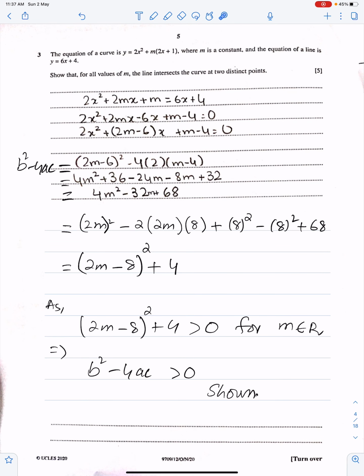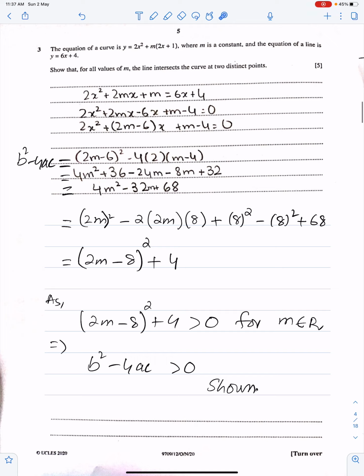Question number 3. The equation of a curve is this, where m is a constant, and the equation of a line is this. Show that for all values of m, the line intersects the curve at two distinct points. Basically, we need to show this: b square minus 4ac is greater than 0.